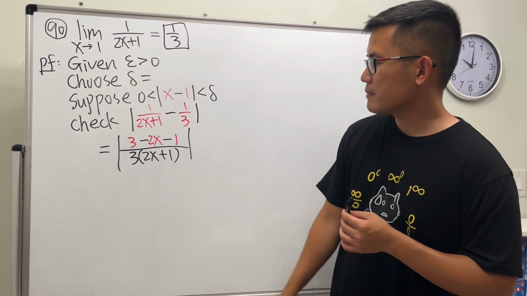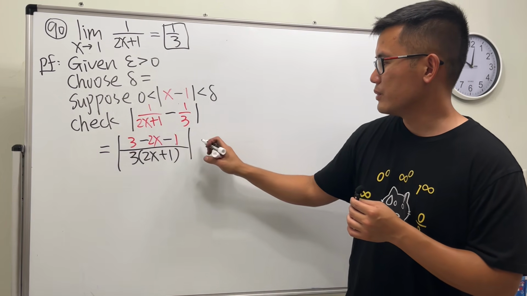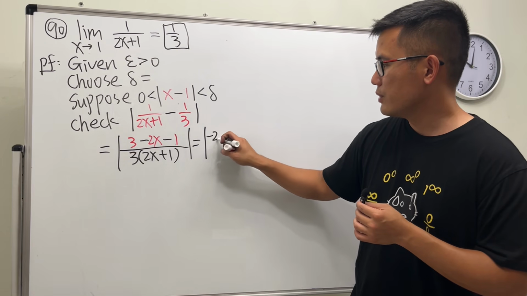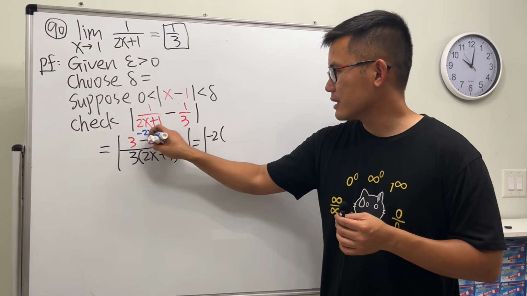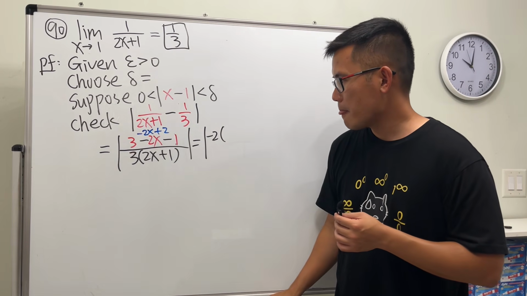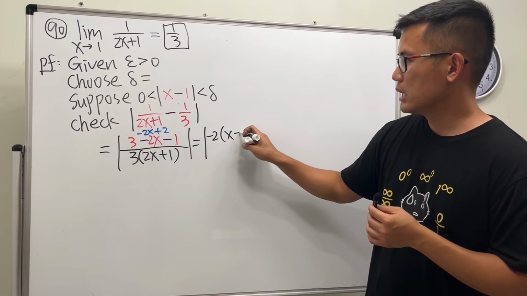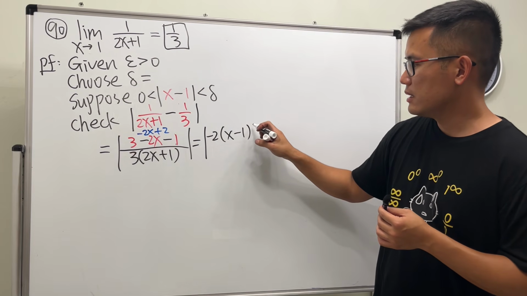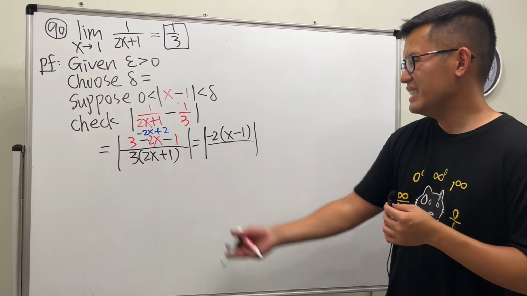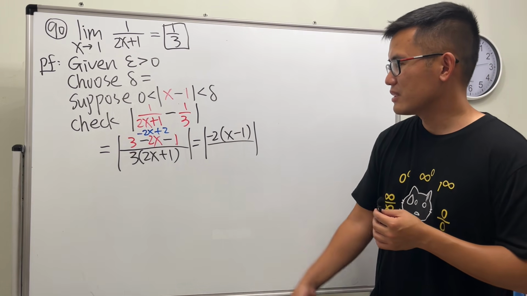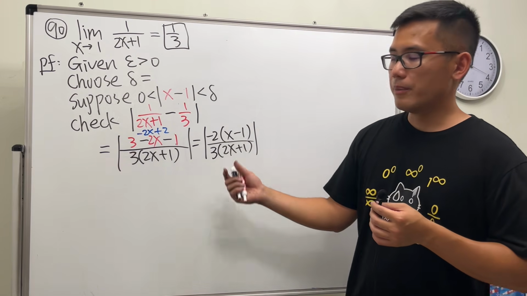Absolute value. Okay, 3 minus 1 is 2, and then we can factor out negative 2, so this right here becomes absolute value negative 2, and then this is negative 2x plus 2. So when we factor out a negative 2, this becomes x minus 1. So far so good. And then the bottom is just that. I can't really do too much, so I'm just going to keep it as 2x plus 1.